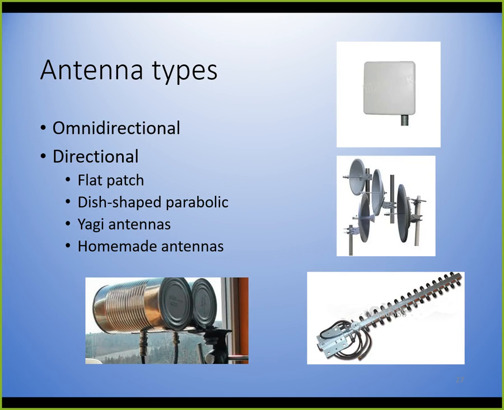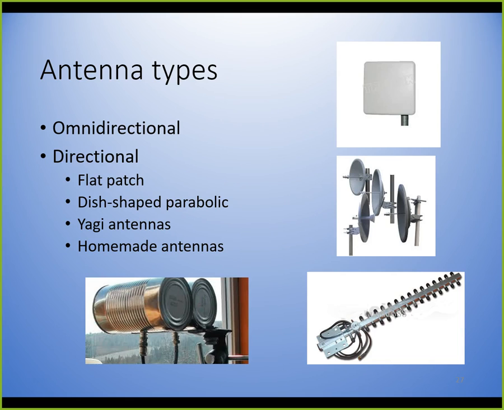Antennas that can be used, we've got the omnidirectional, the one that you see, the little rubber ducky that we have on the wireless access points or the wireless routers, and then directional antennas. The directional antennas are going to focus the signal and they're going to go further. The flat patch, and I've tried to get some pictures of these here. The flat patch is up here on the right. The dish parabolics, the one under it. Yagi is in the bottom right, and then homemade antennas.